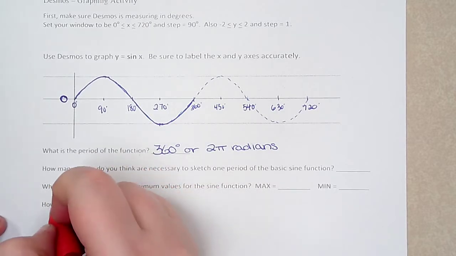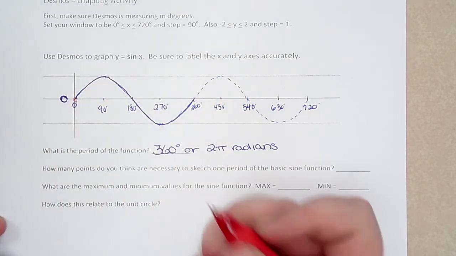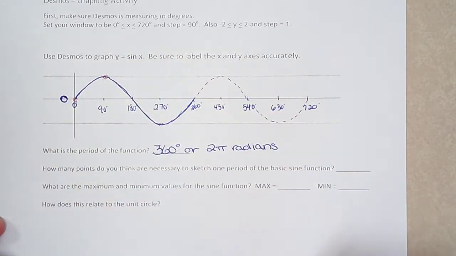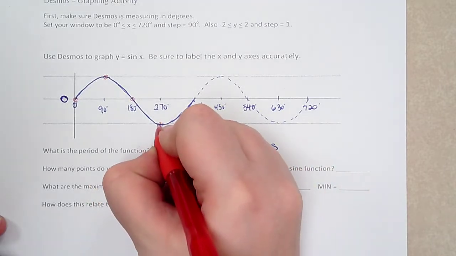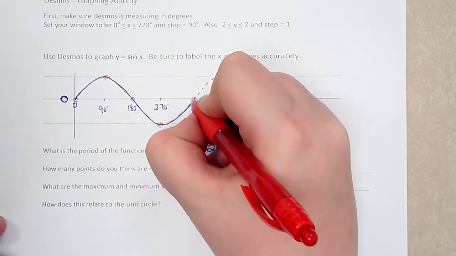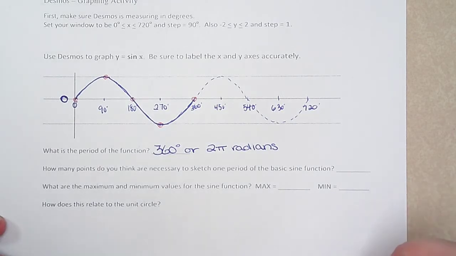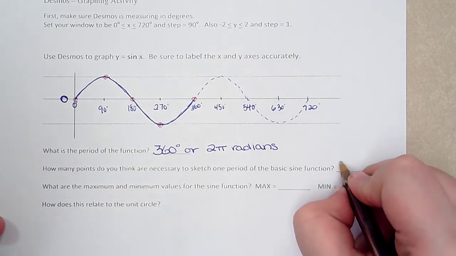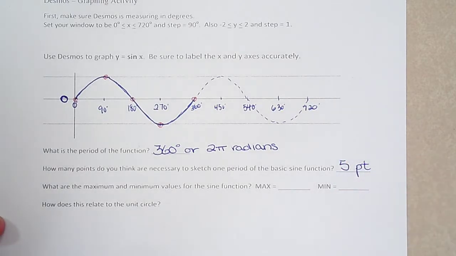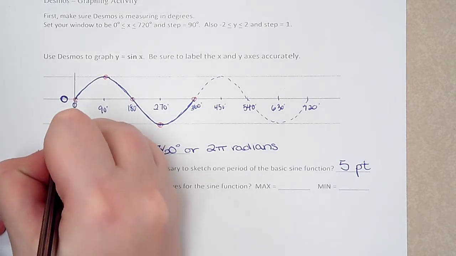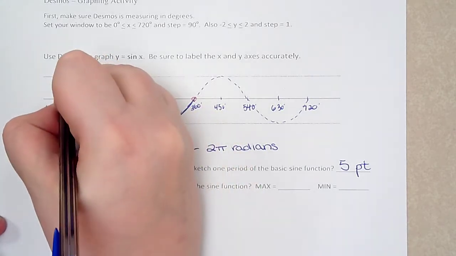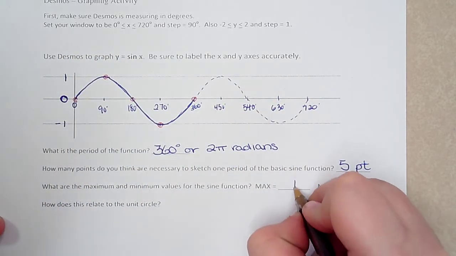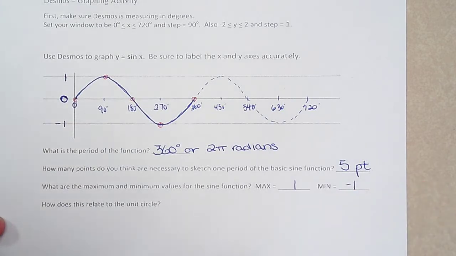Well, if we use our method from last week, we start at 0, there's 1. We go up and hit a maximum, that's 2. We're hitting a 0 at 180. We hit a minimum at 270. And we hit another 0 at 360. So those 5 points are necessary to sketch one period, so we're going to say 5 points are necessary. Now, what are the maximum and minimum values for the sine function? Well, on our unit circle, the lowest we can go is -1, and the highest we can go is +1. So the max and min values, it makes sense, would be 1 and -1.